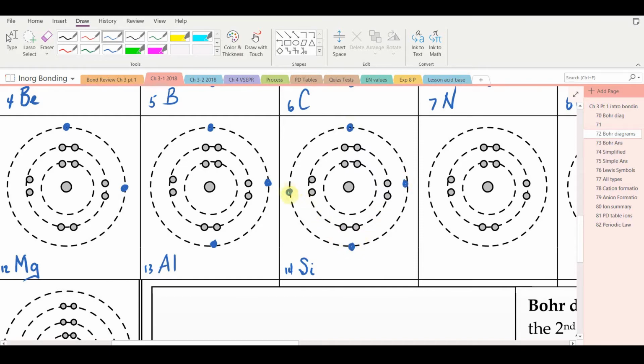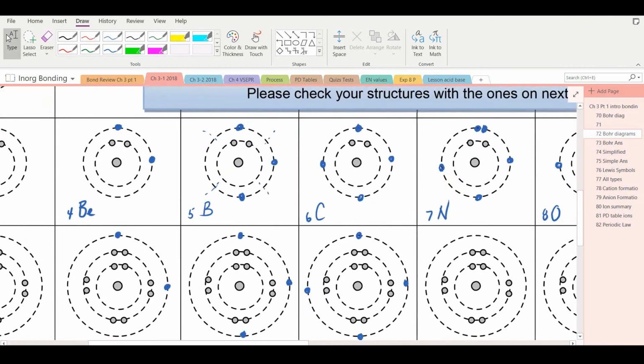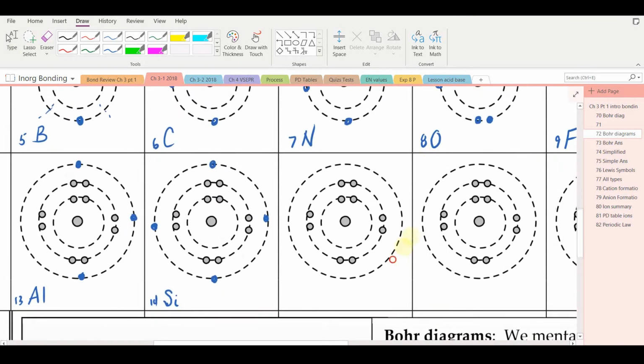Now take a look, notice, look at the period above. The valence shell in the second period and the third period are identical. Carbon has 4 electrons in the valence shell. It's in group 4A, and so does silicon. It's in group 4A, and it has 4 electrons in the valence shell. So what does the A group number tell you? It tells you how many electrons are in the valence shell, which is really important.